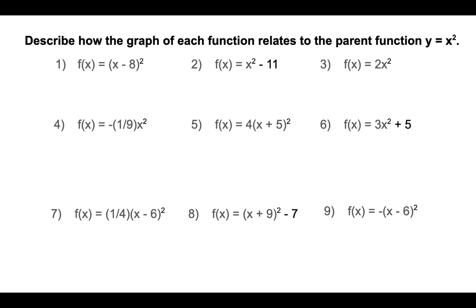So for the first one, the x minus 8 is in parentheses. It's inside, so it's opposite. It looks like it's going left, but it's actually shift right 8. For number 2, we have x squared minus 11. The negative 11 is outside of the x squared, so it is a shift down 11. On number 3, we have 2x squared. 2 is in front of the x squared, and it is bigger than 1, so it is a vertical stretch by 2.